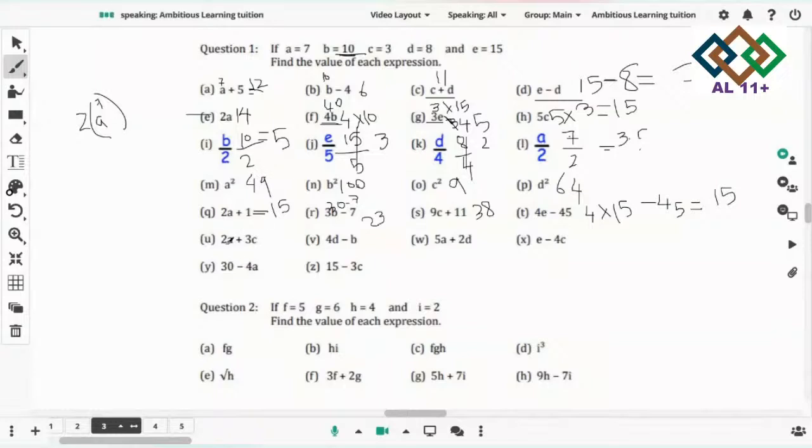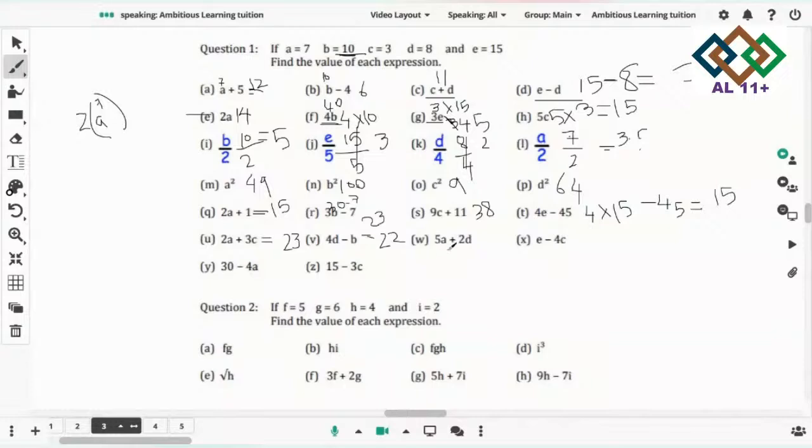Now you have 2a plus 3c. So you will multiply 2 multiplied by 7 plus 3c, 3 multiplied by 3. So the answer for this one would be 23. Then you have 4d minus b. Your d is 8, so you'll multiply it. 4 multiplied by 8 minus b, minus 10. And when you do all of that, the answer you will get is 22.